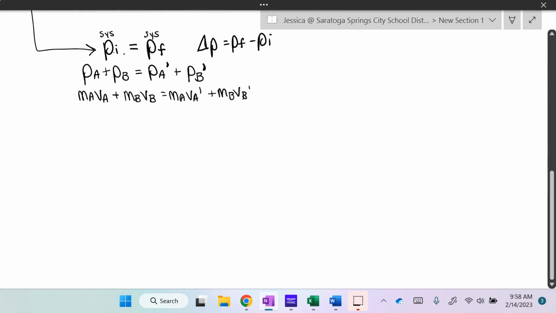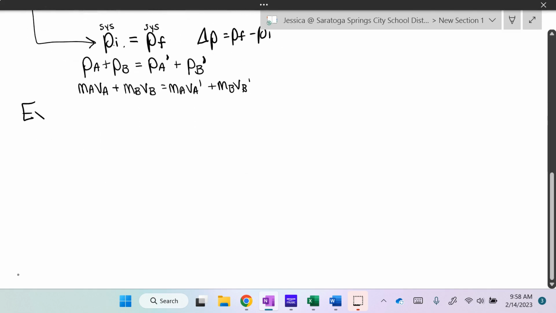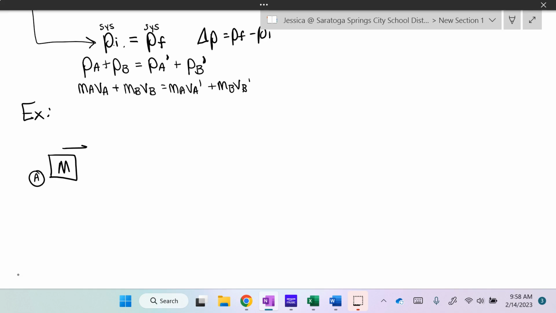Okay, so let's do an example with conservation of momentum. Let's say that I have a block of mass M, this is block A, and A is moving to the right at 4V, and then I have a block of mass 2M, which is going to be B, and that is moving to the left at a speed V. These two objects can collide in a bunch of different ways, and we can have the end result in a bunch of different ways.